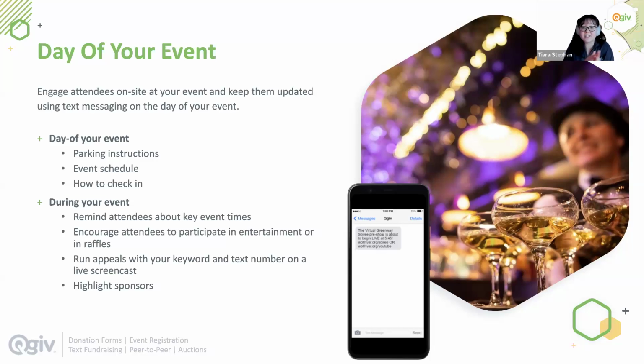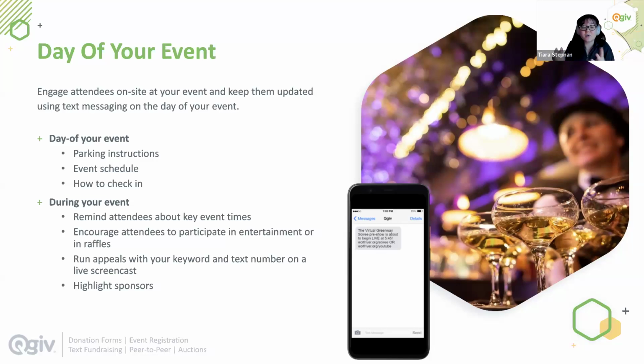During your event, you can still use text fundraising to send donation appeals and keep your attendees on the same page about when certain things are happening. This can be really helpful if your event venue is large, or maybe if you have multiple event components happening in different places or at different times.